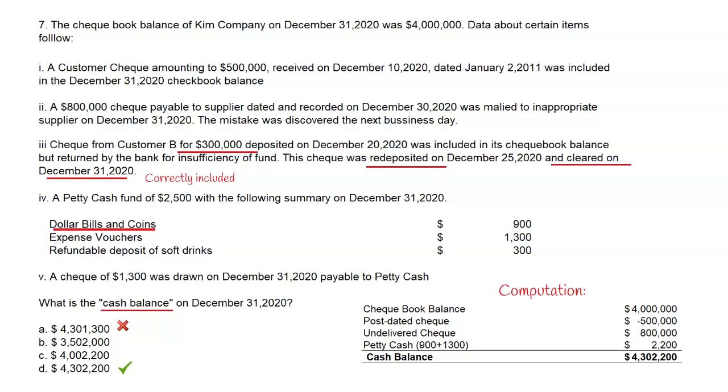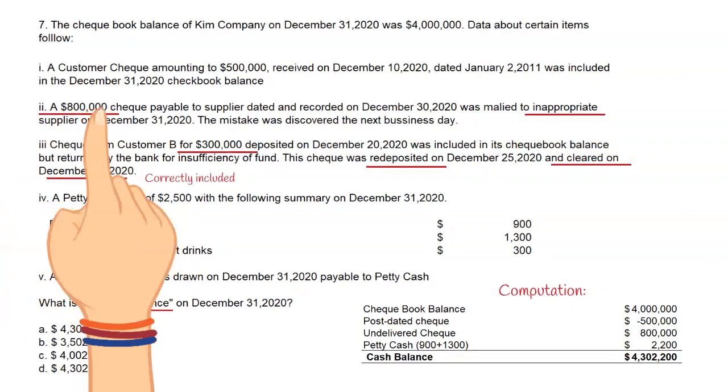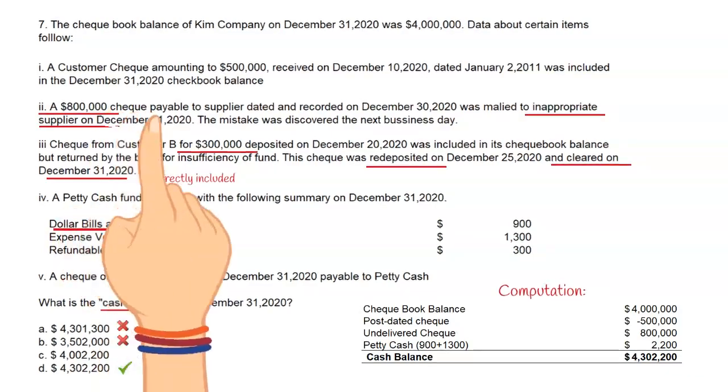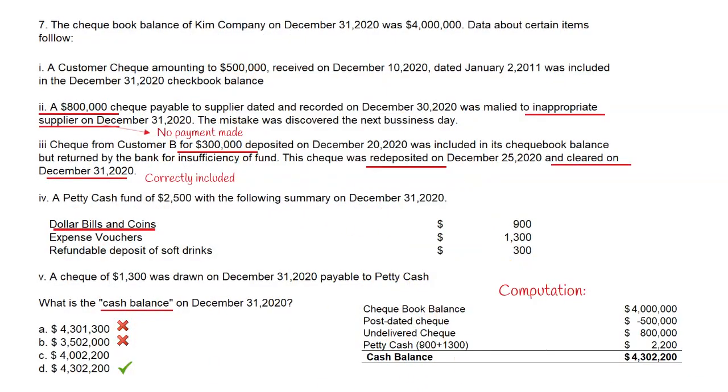If your answer is letter B, it means you forgot to adjust the undelivered check of $800,000. Although the check was mailed on December 31, it was erroneously sent to the wrong supplier. Therefore, it does not constitute proper payment and the obligation remains to exist. If your answer is letter C, it means you have mistakenly deducted the check with insufficient fund.